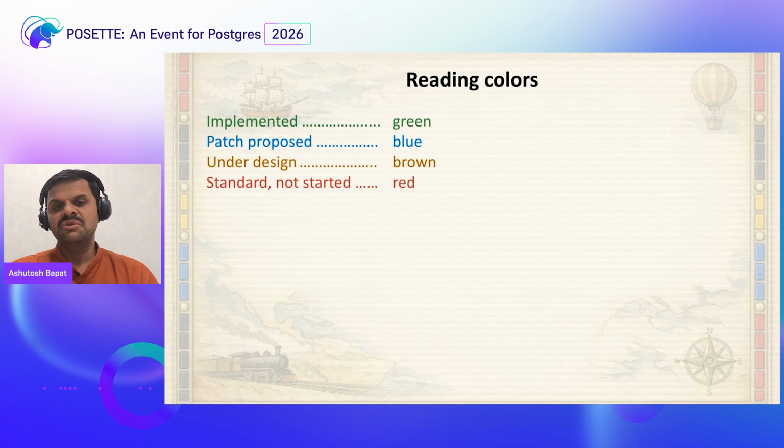In the next slides, I'm going to introduce features of SQL PGQ one by one. Not all of them are implemented in PostgreSQL. The ones which are implemented are highlighted in green color. Those for which there is some patch proposed are highlighted in blue. The ones which are under design are in brown. And for the features for which we haven't even started thinking, they are in red.